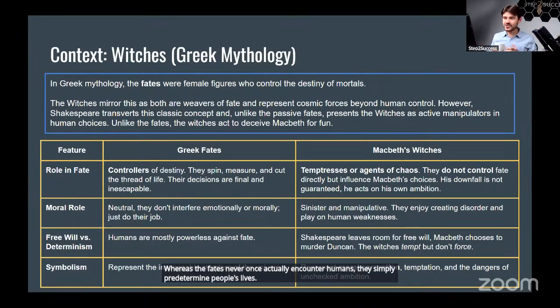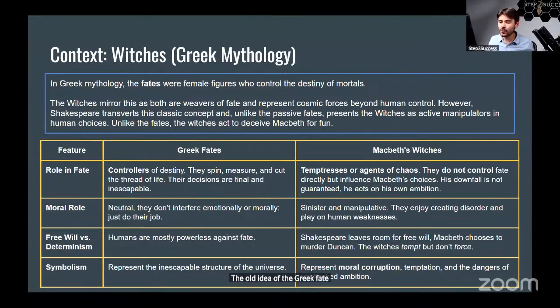Okay, so let's look at the comparison between the two. Now, in terms of the actual role that they play, the old idea of the Greek Fates are controllers of destiny. They spin and measure and cut the thread of life. They make predetermined decisions, whereas Macbeth's witches are temptresses. They do not control fate, but they do manipulate and try to get Macbeth to make certain decisions and do certain things.